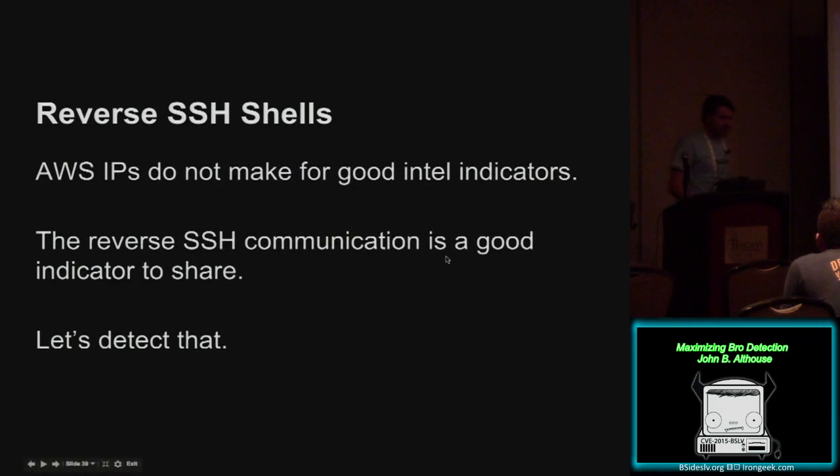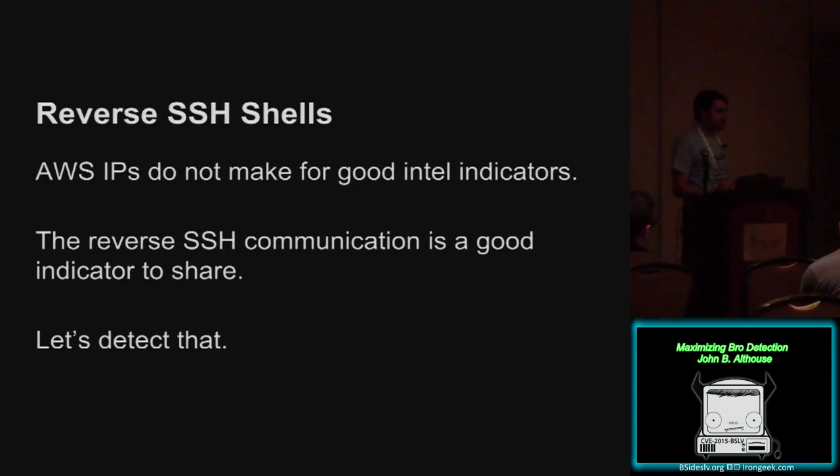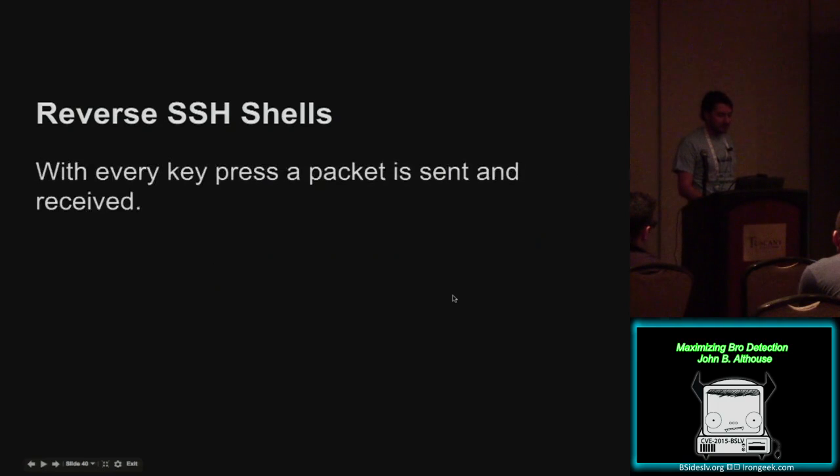So AWS IPs, that's not a good indicator for this. The fact that there's reverse SSH communication, that's a good indicator to share if you were to share some indicators with your secret scroll groups. So let's detect that reverse SSH communication. How are we going to do that? So with every key press in SSH, a packet is sent and received.